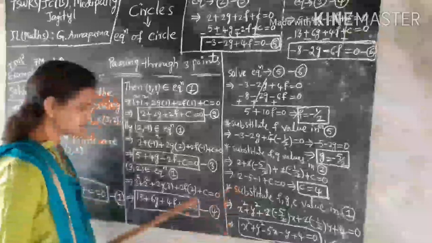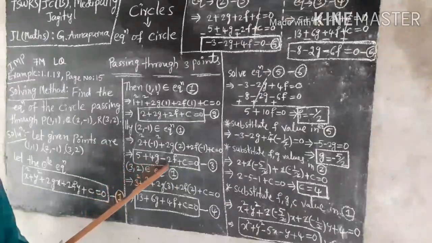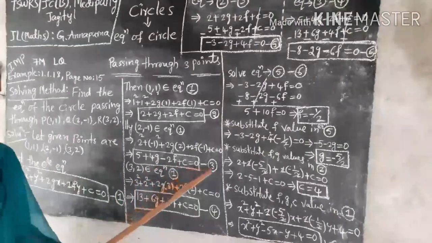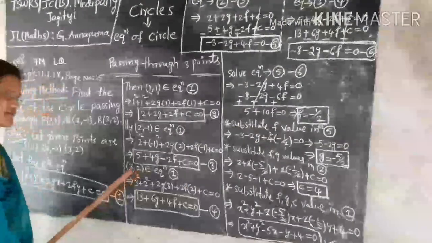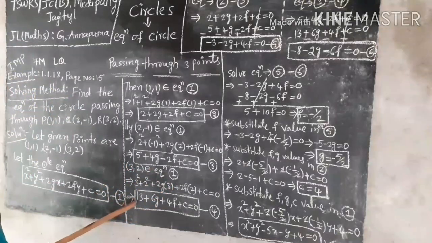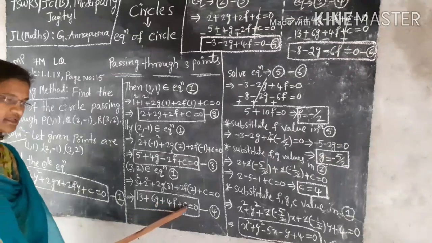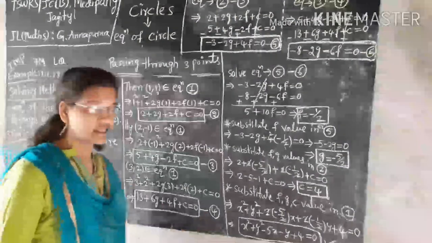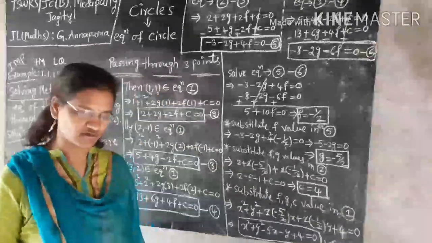So what are those? See, this is 5 plus 4g minus 2f plus c is equal to 0. This is equation 3. And when I substituted (3, -2) in equation 1, I got 13 plus 6g minus 4f plus c is equal to 0. This is equation 4. Now I have substituted the 3 points in equation 1.